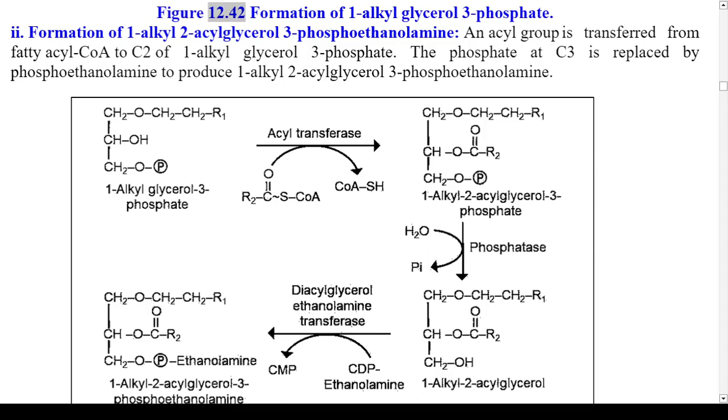Figure 12.42 Formation of 1-alkyl glycerol 3-phosphate. 2. Formation of 1-alkyl 2-acylglycerol 3-phosphoethanolamine. An acyl group is transferred from fatty acyl CoA to C2 of 1-alkyl glycerol 3-phosphate. The phosphate at C3 is replaced by phosphoethanolamine to produce 1-alkyl 2-acylglycerol 3-phosphoethanolamine.